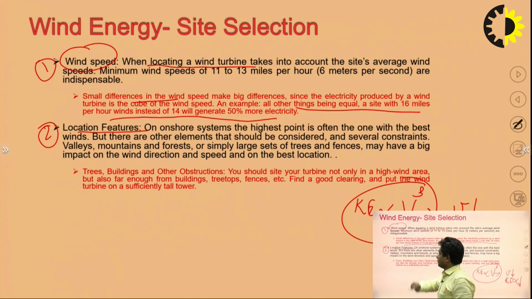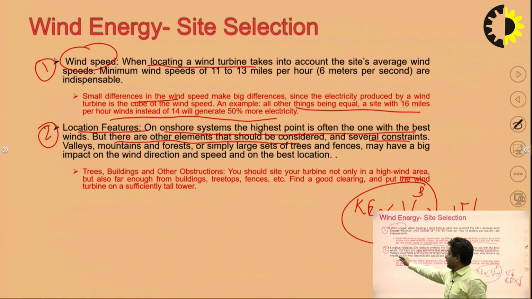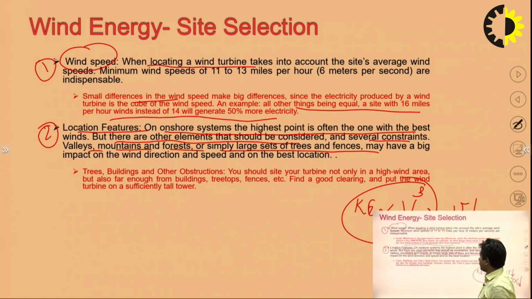Location feature. Second, again an important parameter for the site. On-shore system, the highest point is often the best one. So there is another element that should be considered and several constraints. Valleys, mountains, forests, simply large sets of trees and fences may have a big impact on the wind direction and speed at the best location.